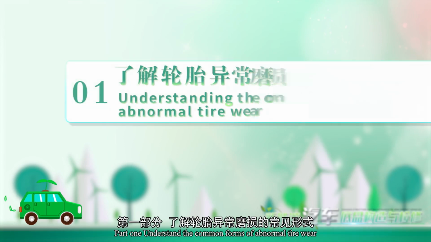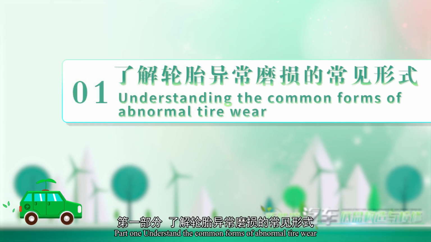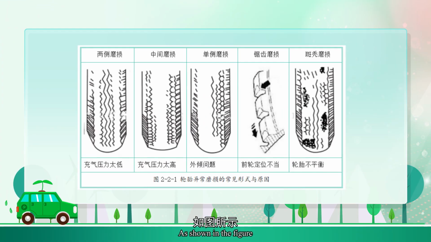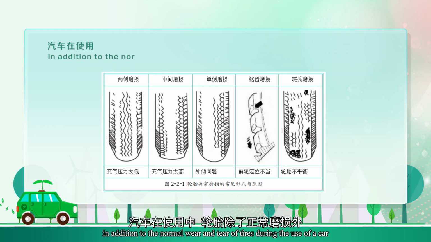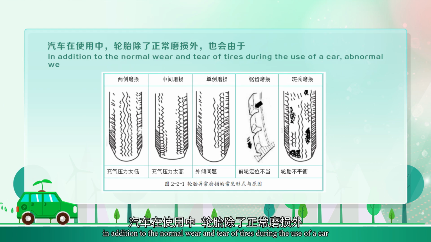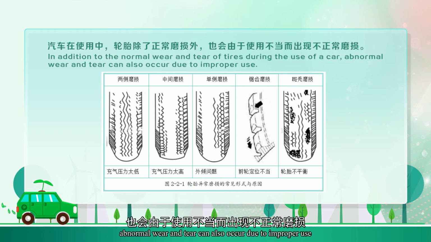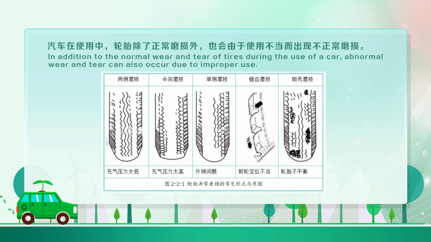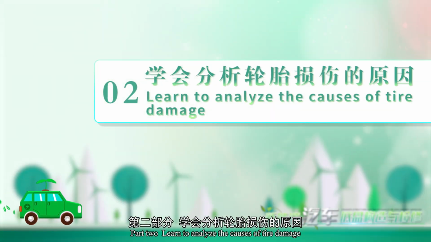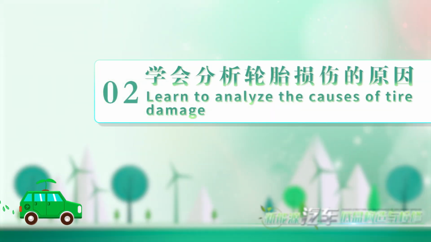Part 1. Understand the common forms of abnormal tire wear. As shown in the figure, in addition to the normal wear and tear of tires during the use of a car, abnormal wear and tear can also occur due to improper use. Part 2. Learn to analyze the causes of tire damage.